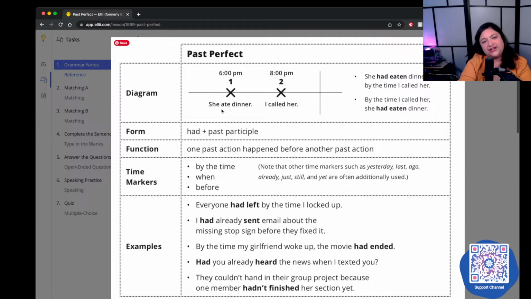So she ate dinner. This is the first action. I called her. So she had eaten dinner. So had eaten, this is in the past perfect. Then we have some time markers here. By the time I called her.